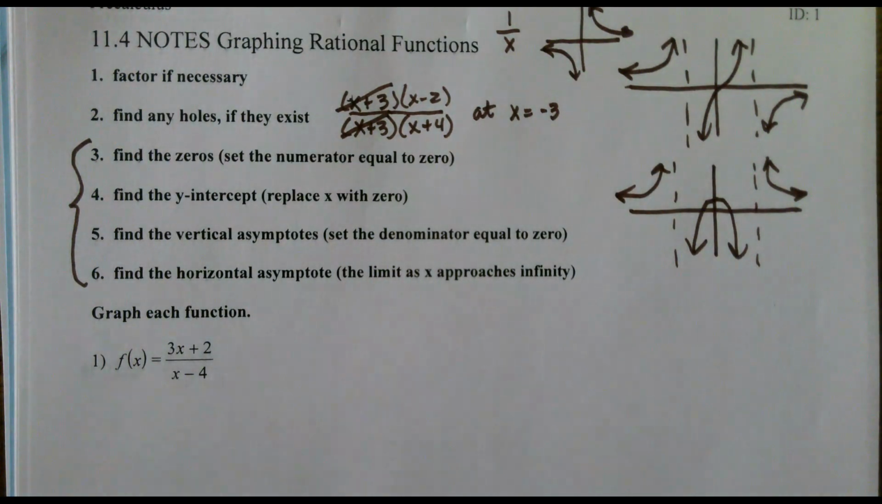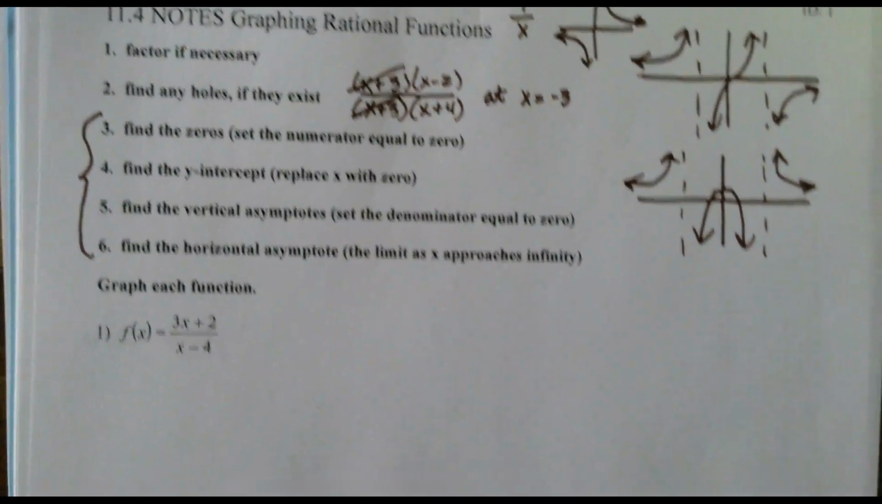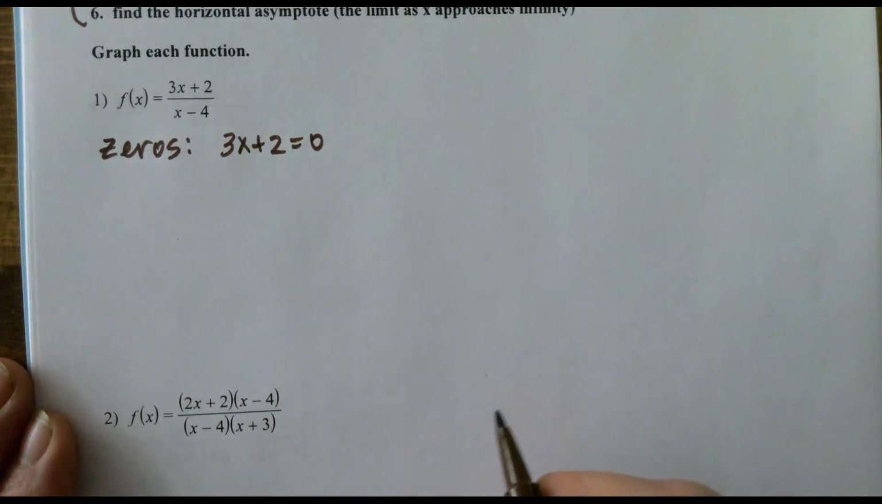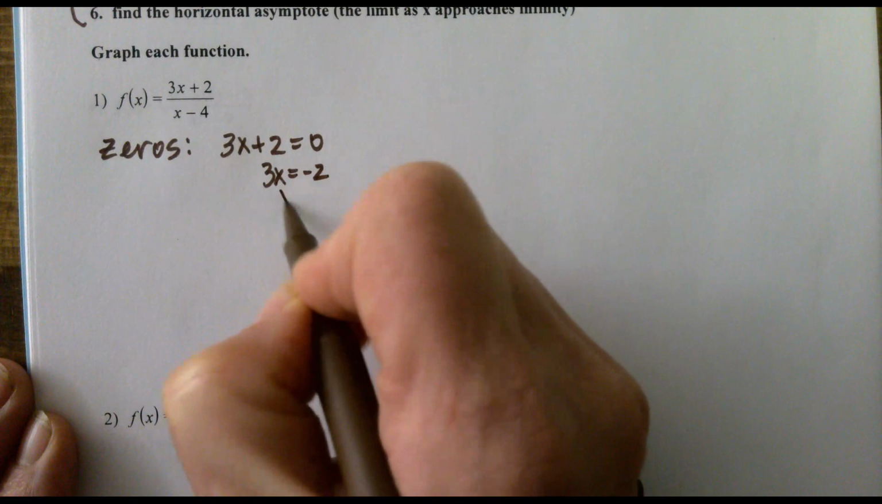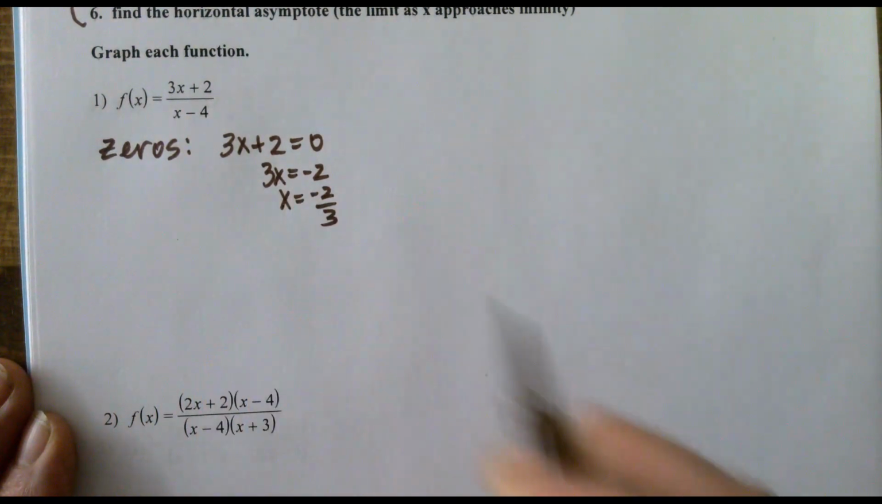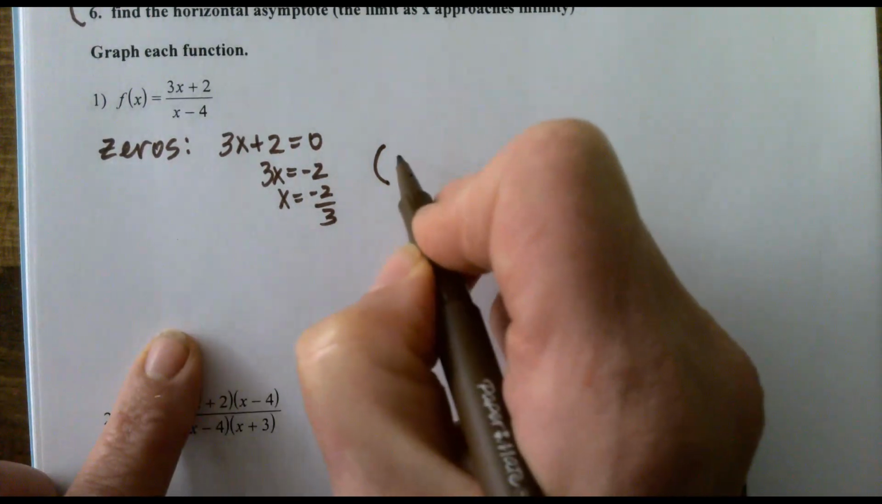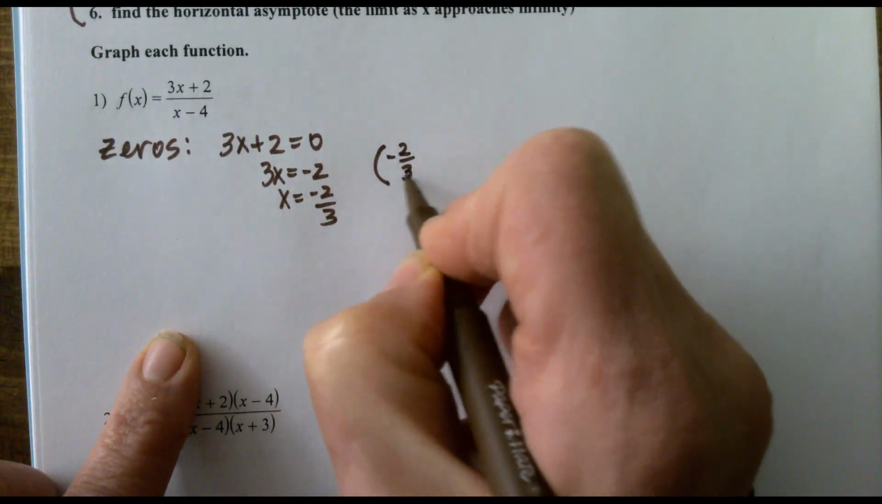My zeros are my x-intercepts, and I do that by setting the numerator equal to 0. So I'm going to slide this down. We don't need to look at that up here. You have it listed on your paper. So I am going to find my zeros. I'm going to set the numerator equal to 0. And I write that as a point, negative 2/3, comma, 0.